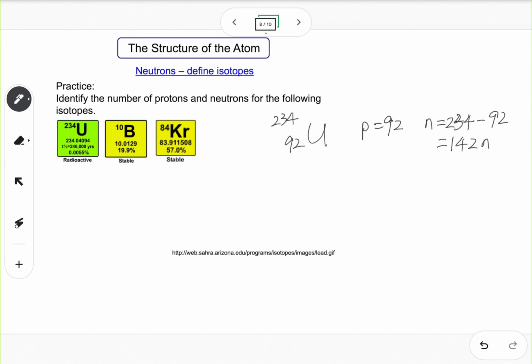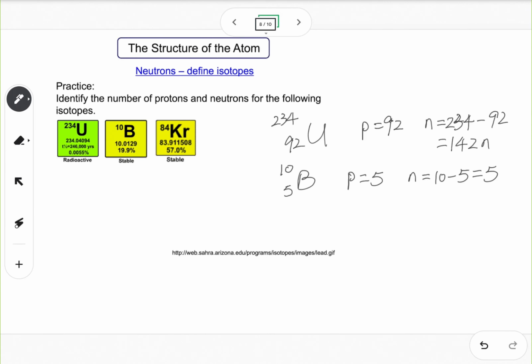Now the second example here, boron-10. And boron, we know, if you again go to the periodic table, it will have 5 protons. So for boron-10, protons 5, number of neutrons equals 10 minus 5 equals 5. Very simple math, but you do need to know how.